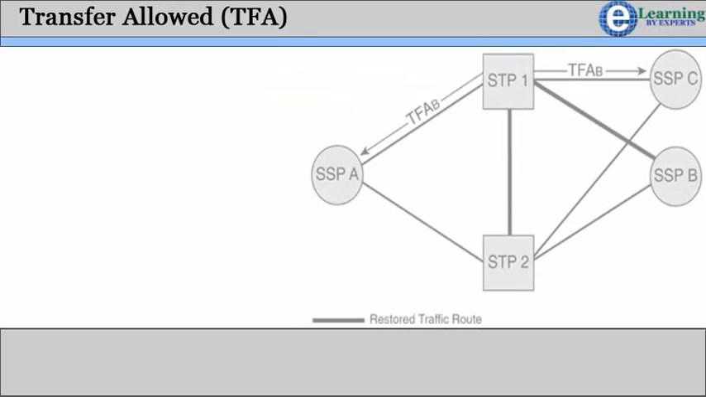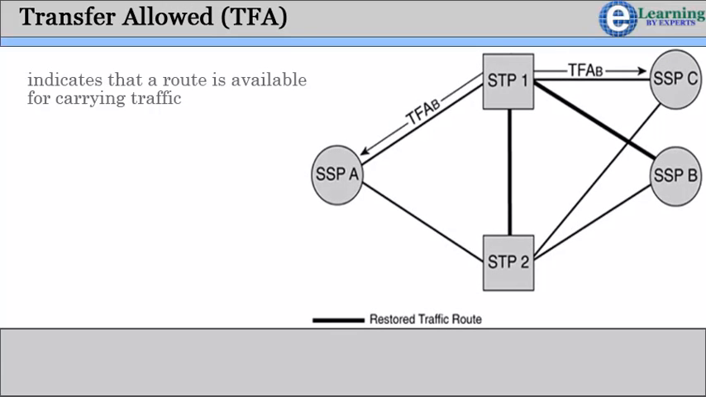The transfer allowed state indicates that a route is available for carrying traffic. This is the normal state for in-service routes. When a route has been in the restricted or prohibited state and full routing capability is restored, the route status is returned to transfer allowed. As in the example, when routes to SSPB through STP1 become available again, STP1 informs the other adjacent nodes by sending a TFA message with point code of B included as parameter to indicate reachability of SSPB through it.